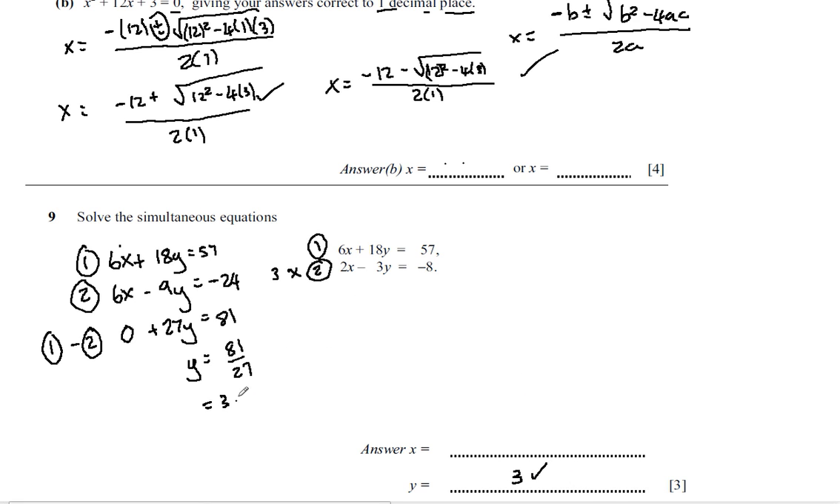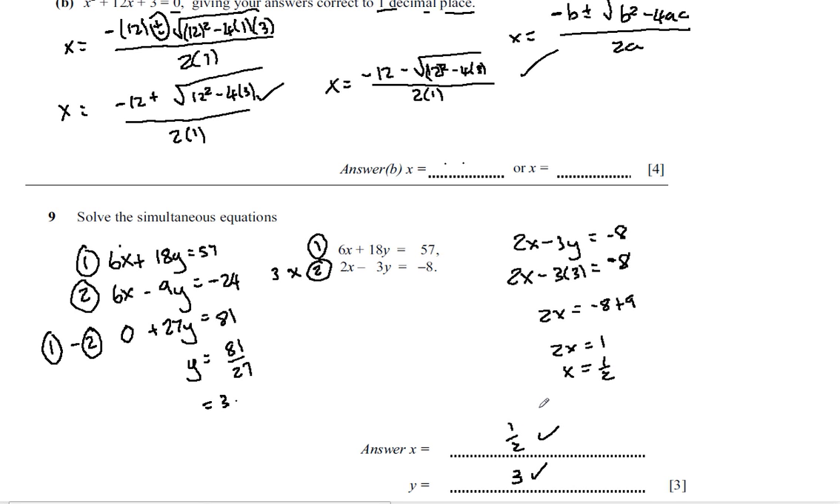So to find our x value, all we do is, since we know y is 3, sub it into one of these two equations and solve for x. Let's take the second equation, it looks a little bit easier. So 2x minus 3y equals negative 8. When y is 3, 2x minus 3 times 3 is equal to negative 8. So 2x is equal to negative 8 plus 9. So 2x is equal to 1. x is equal to a half.